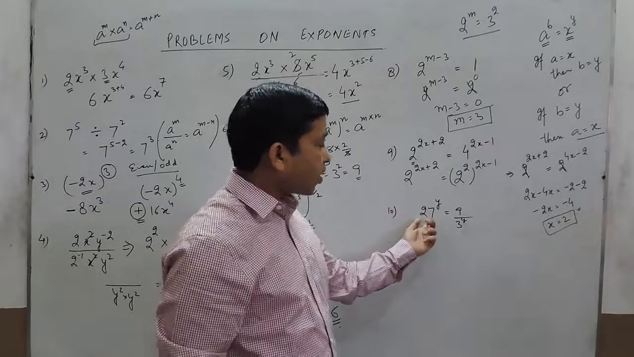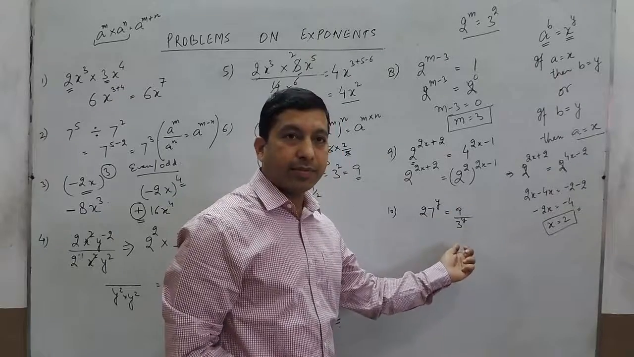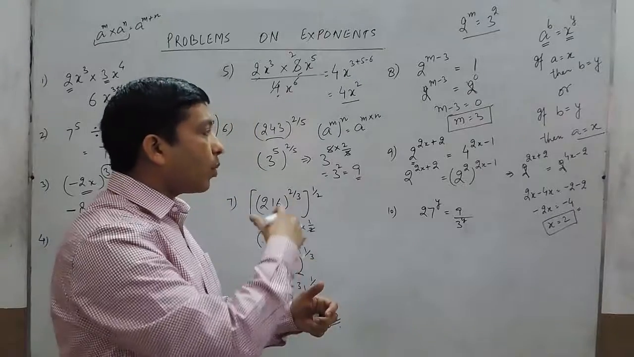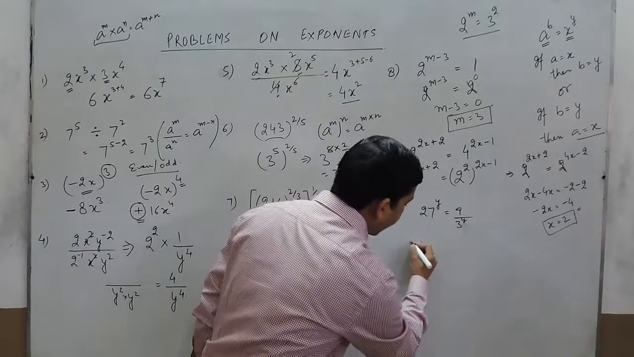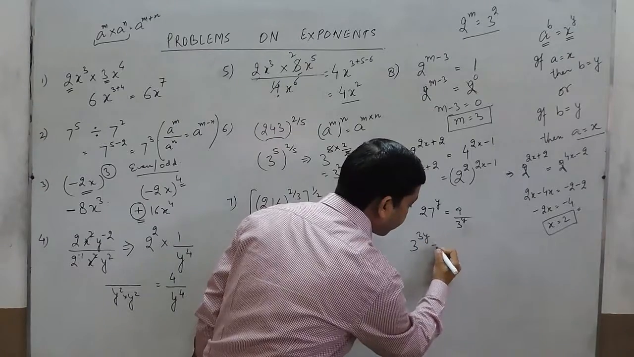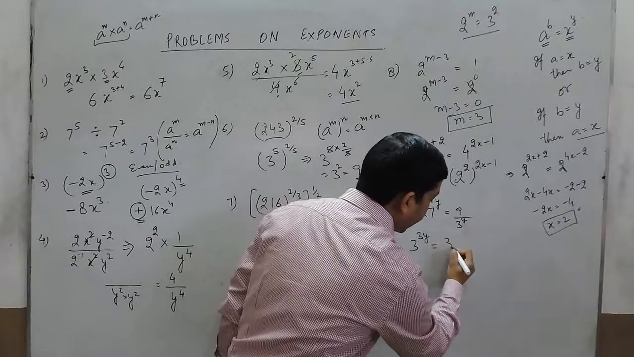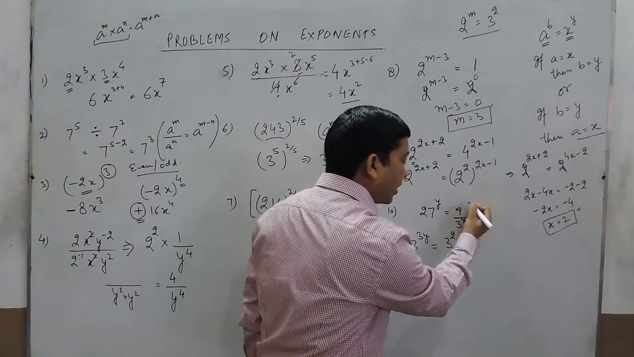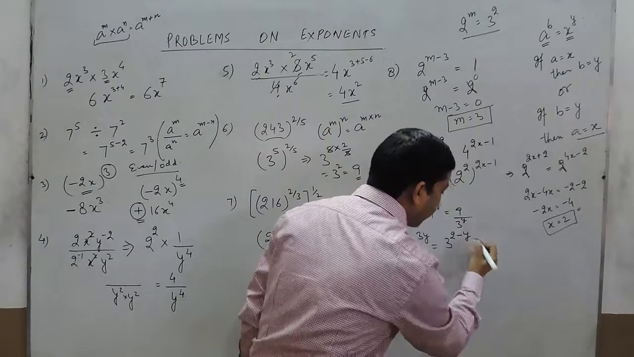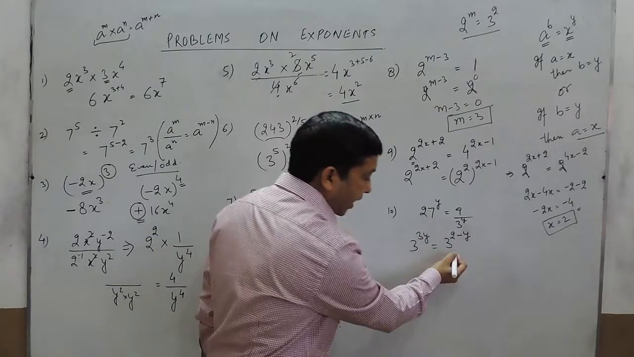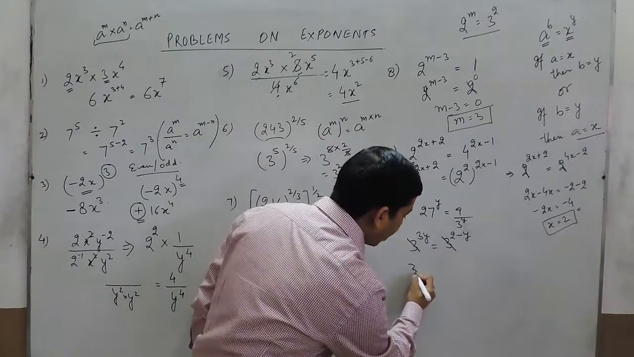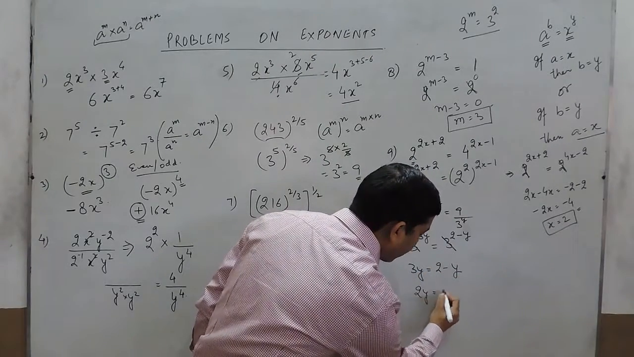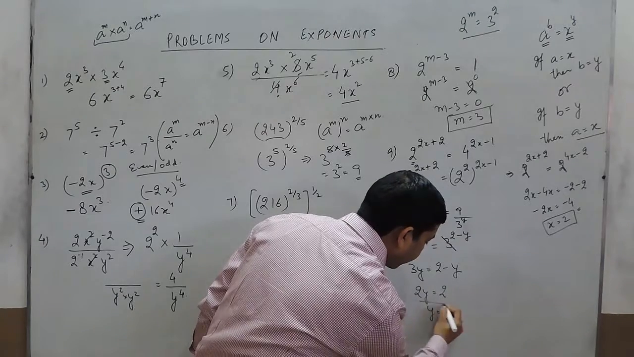Again here the bases are 27, 9 and 3. So we have to be very clear, the bases must be in a format which can be converted into the same base. Here I can write 3 to the power 3y is equal to, here it is 3 to the power 2 is 9, and when this 3 to the power y goes in the numerator, the power becomes minus y. And again the bases are the same, we can cancel out. So 3y is equal to 2 minus y. So 2y becomes 2 and the value of y becomes 1.